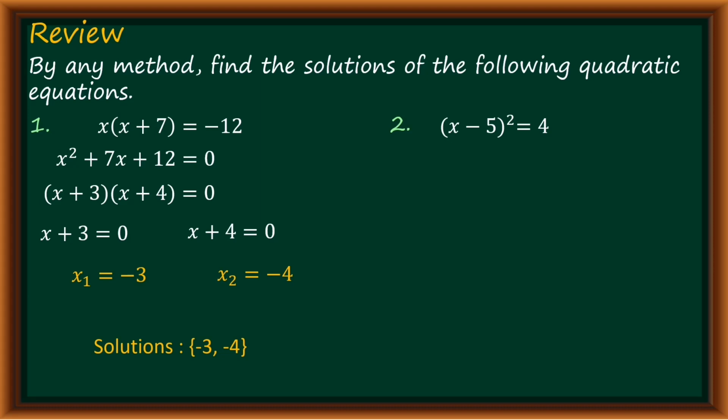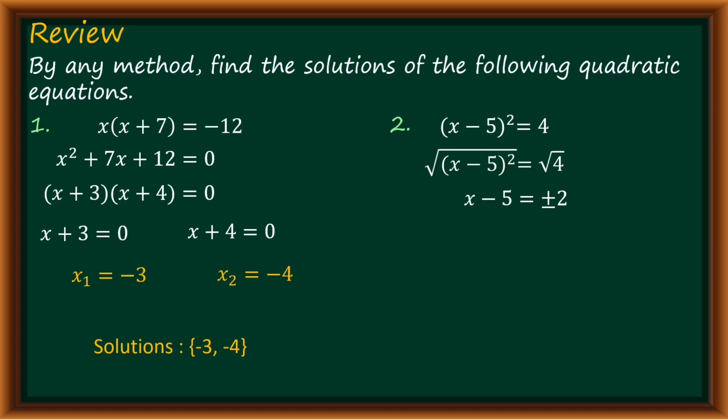This equation is written in the form of x squared is equal to c. The best method to solve for this is extracting the square roots. So let us get the square root of both sides. We have the square root of the quantity x minus 5 squared is equal to the square root of 4. The square root of the quantity x minus 5 squared is equal to x minus 5, and the square root of 4 is equal to positive and negative 2.